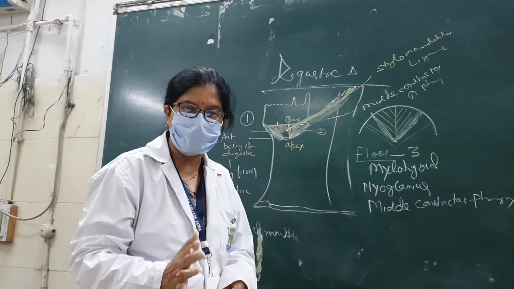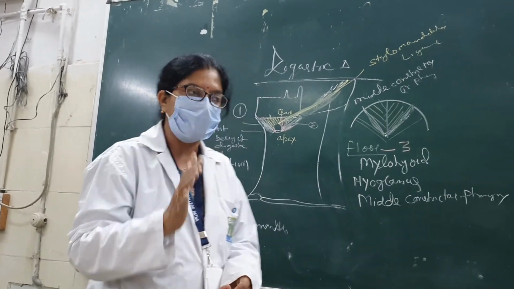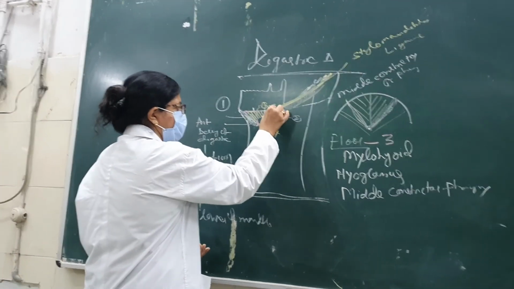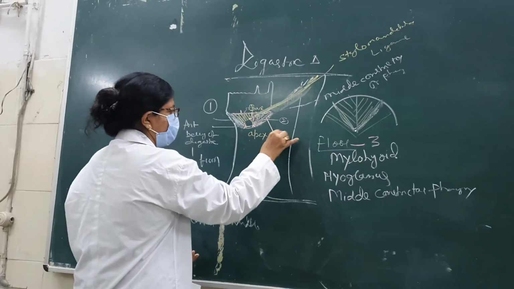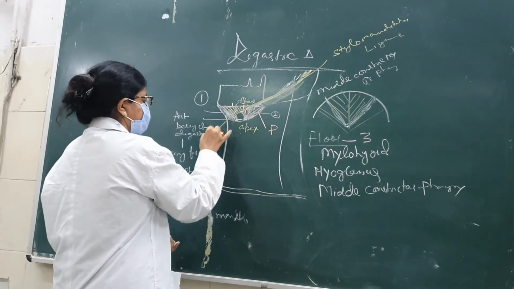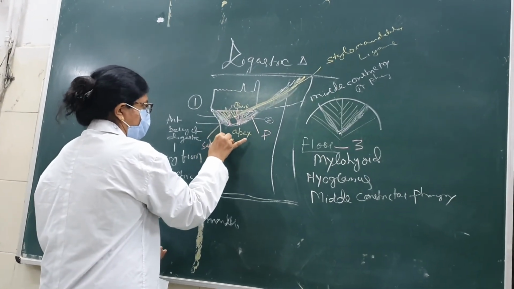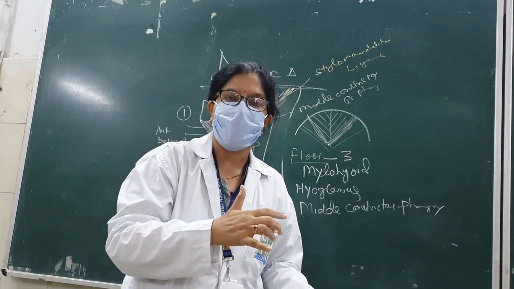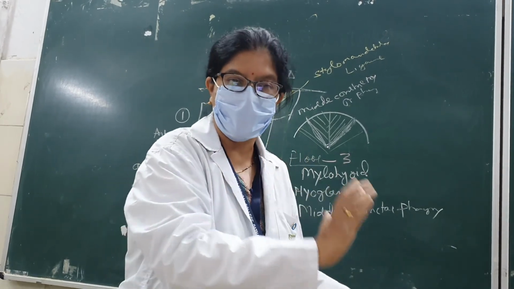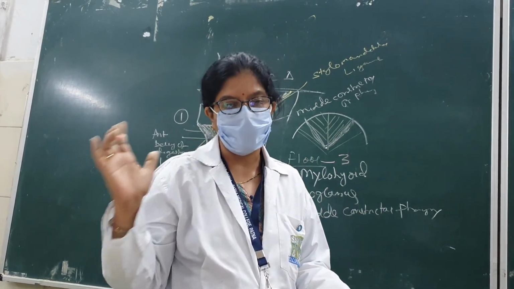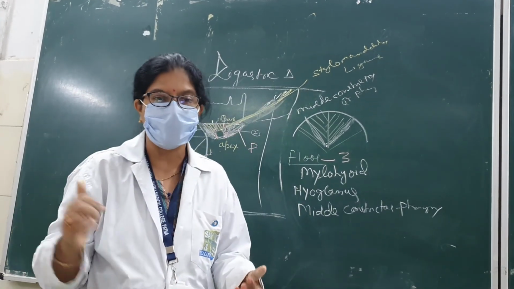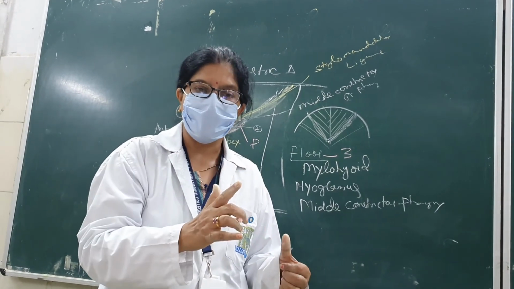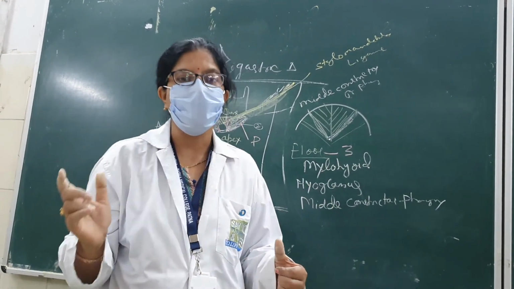Now coming to the contents of the digastric triangle. What are the various contents? So here will be your submandibular gland and here will be your parotid gland. So this is P for parotid, which is posterior, and this is the submandibular gland. So this stylomandibular ligament divides this triangle into an anterior superficial part and the posterior part. एक एंटीरियर और पोस्टीरियर पार्ट को ये लिगामेंट डायगैस्ट्रिक ट्रायंगल को डिवाइड करती है टू पार्ट्स में. One will be the anterior and one will be the posterior.